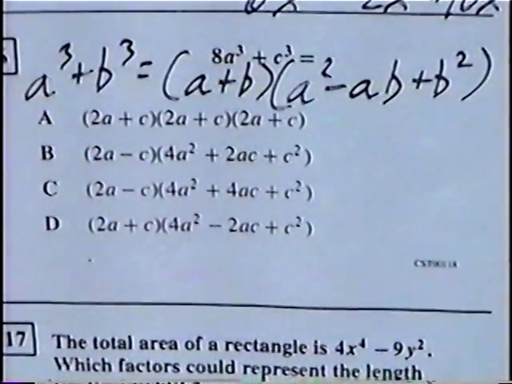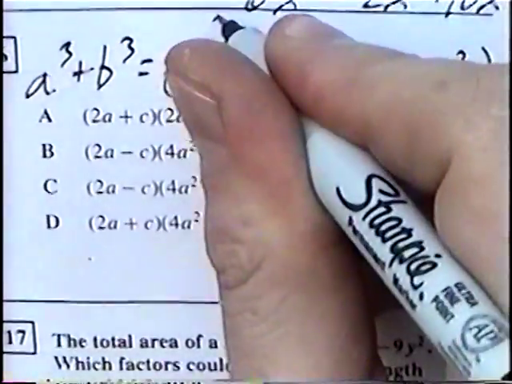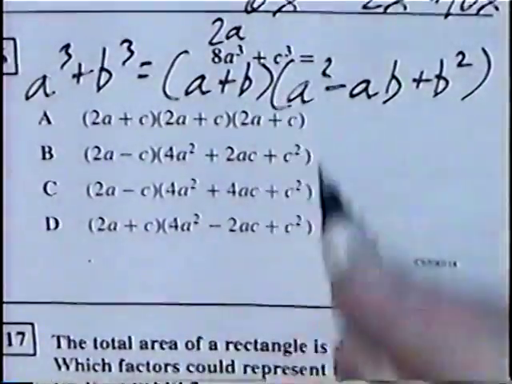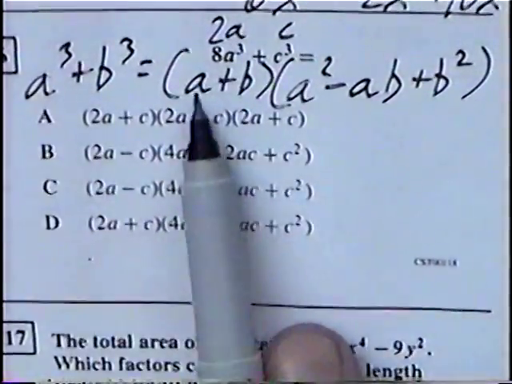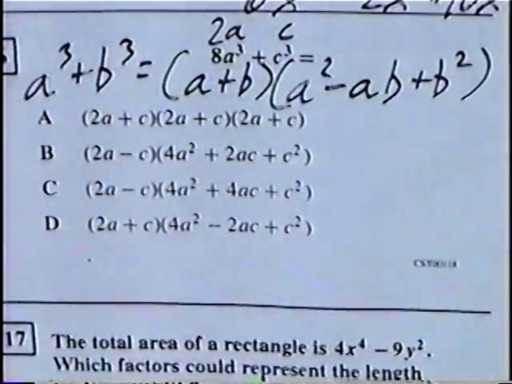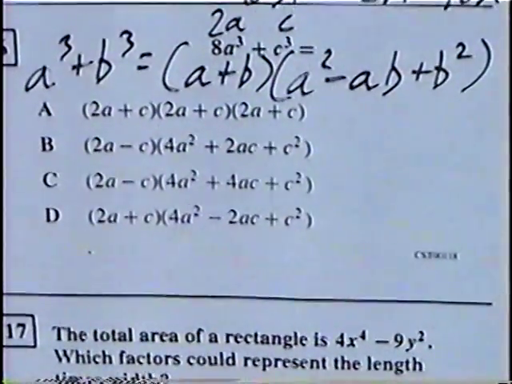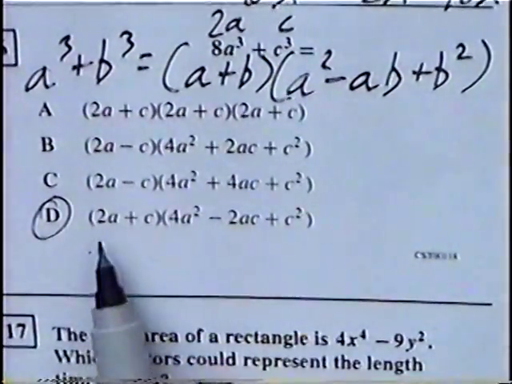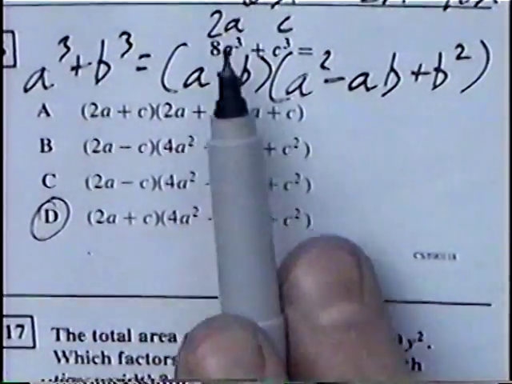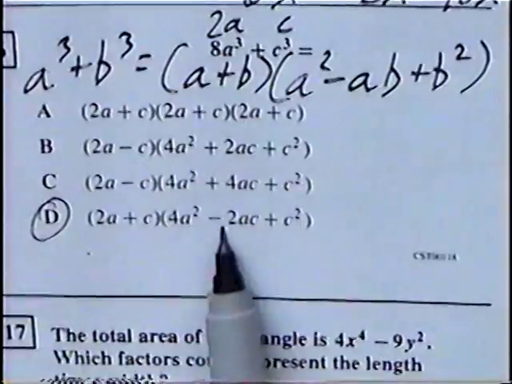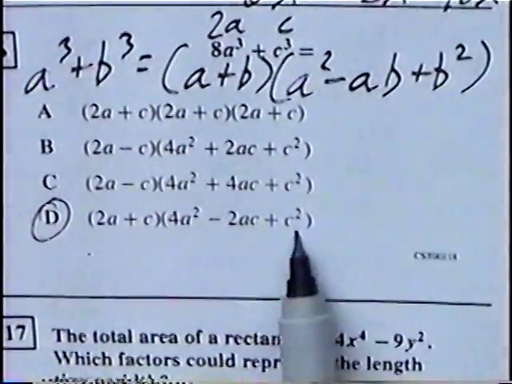In this case, a and b, the cube root of 8a cubed would be 2a, and c cubed would be c. Plugging a 2a in where a would be, and plugging a c where b would be, the correct answer is D, 2a plus c. Squaring the 2a will be 4a squared, and minus 2ac, and b in this case would be c squared.